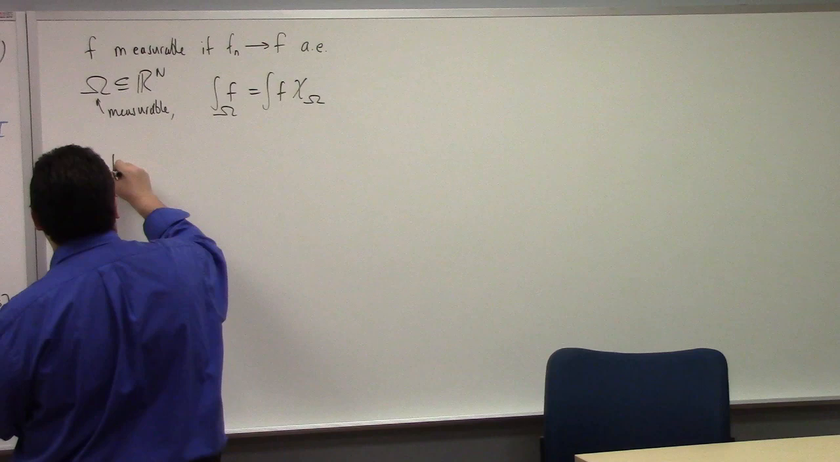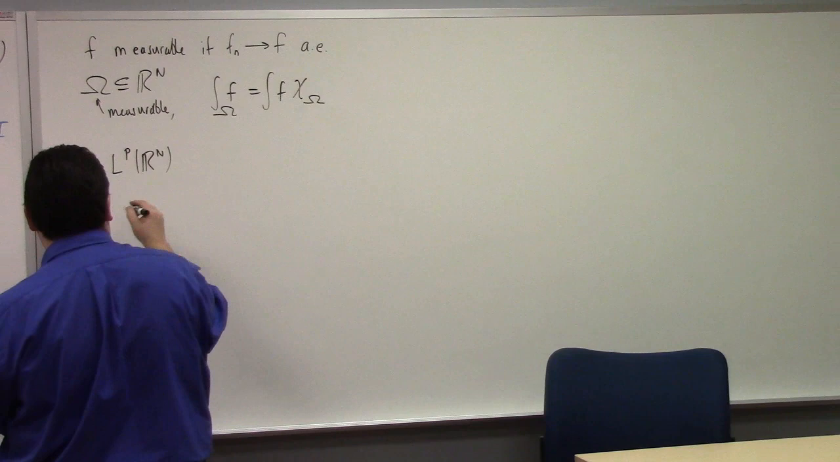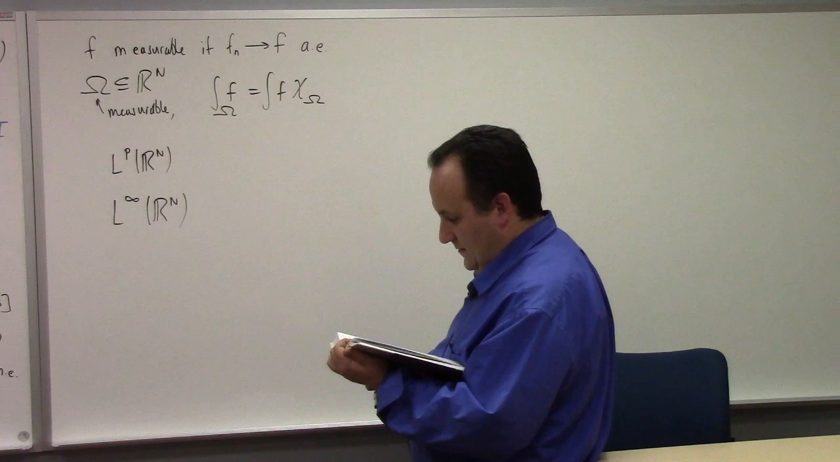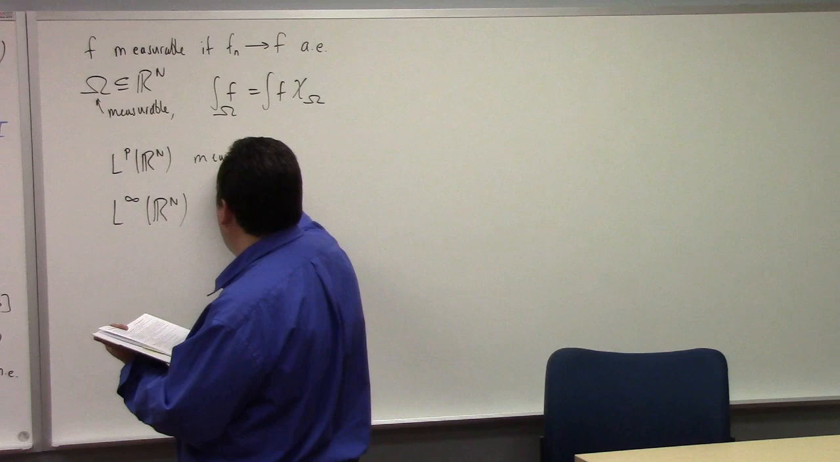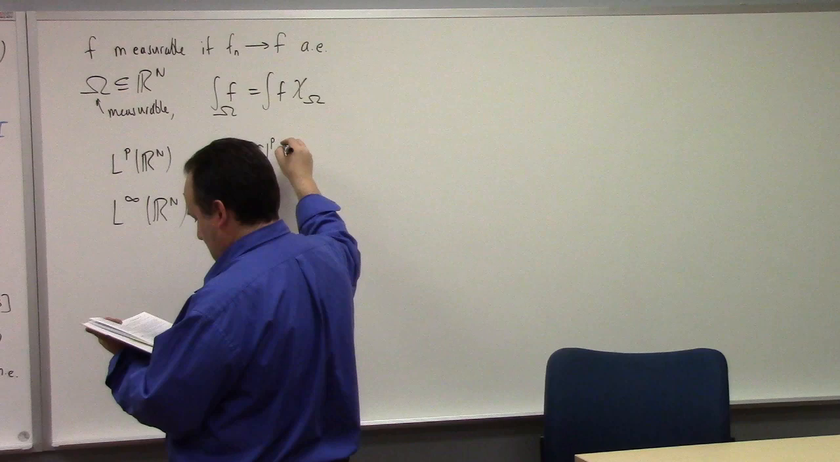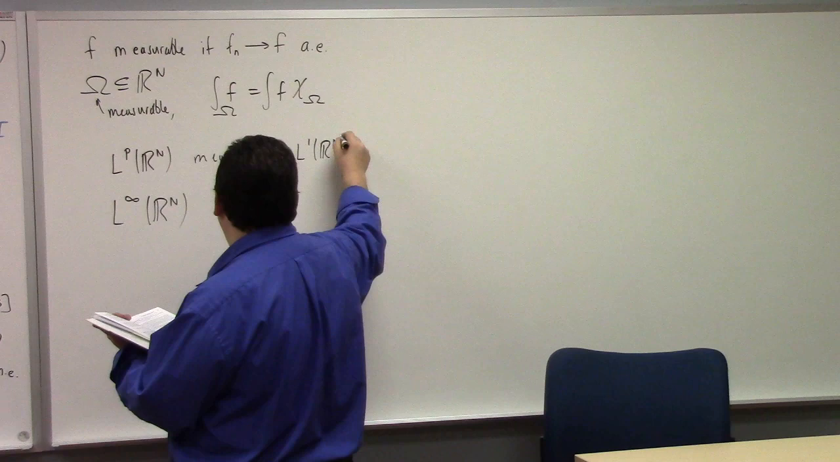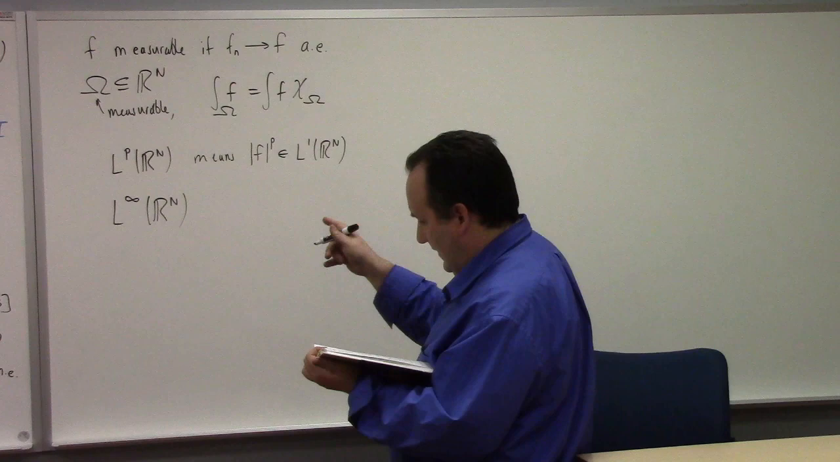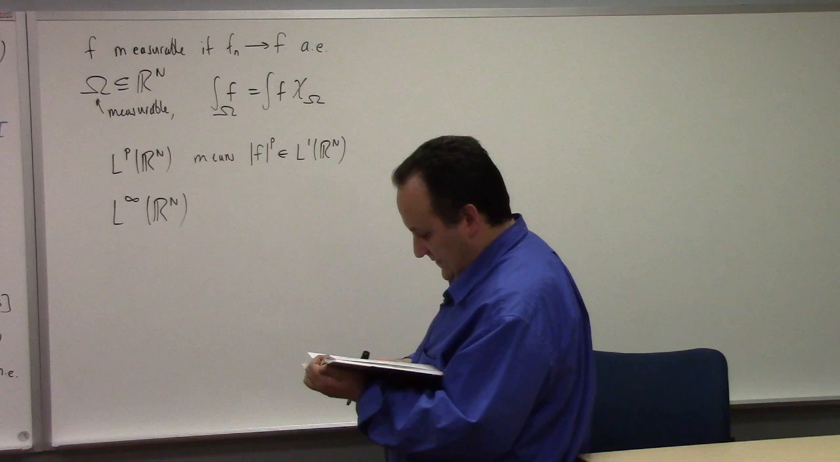And then he defines LP of Rn and L infinity of Rn, much as we just defined them for R. All right, so LP means the pth power of the modulus of f is itself a Lebesgue integrable function on Rn. And the essential supremum defines the norm on that, and it's again just the smallest number m such that f is less than or equal to m almost everywhere.